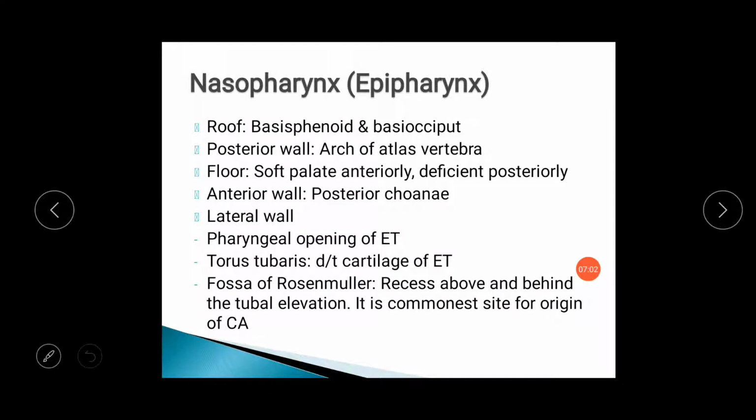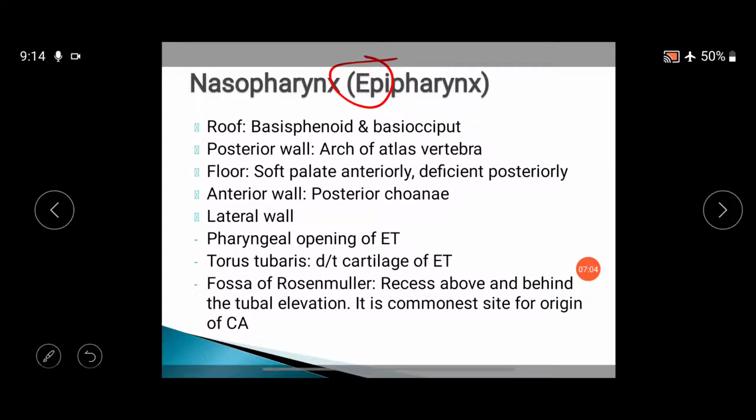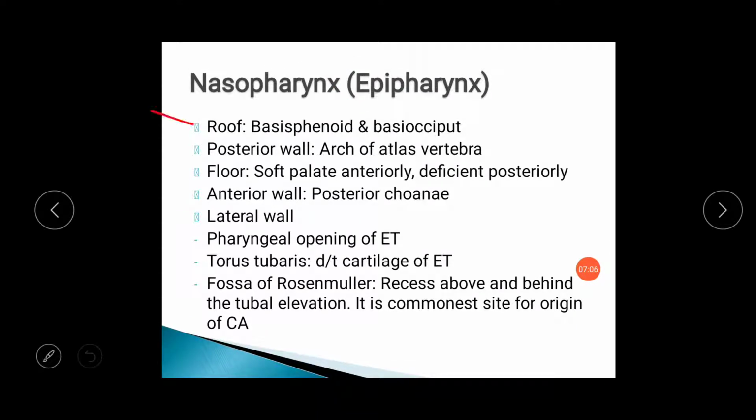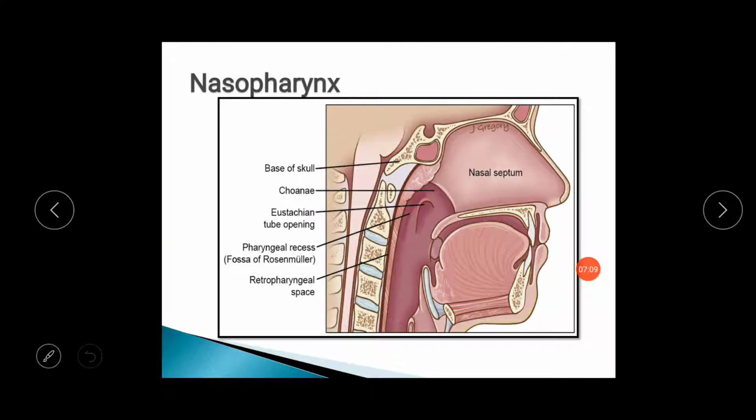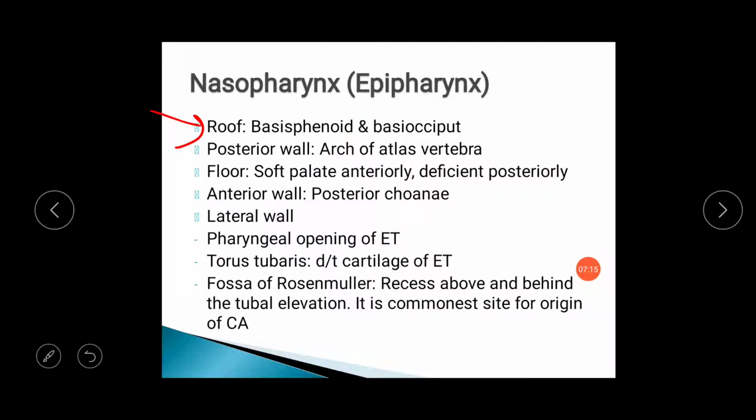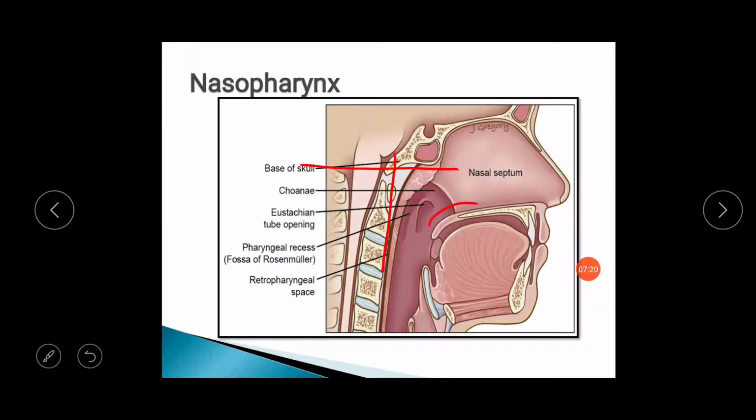Nasopharynx, also known as epipharynx, is situated most superiorly. Roof is made up of base sphenoid and base occiput. Posterior wall is made up of the atlas vertebra, arch of atlas vertebra. Floor is made up of soft palate posteriorly and part of hard palate anteriorly. This floor is dehiscent posteriorly and it connects into the oropharynx. Anterior wall is made up of posterior choana.